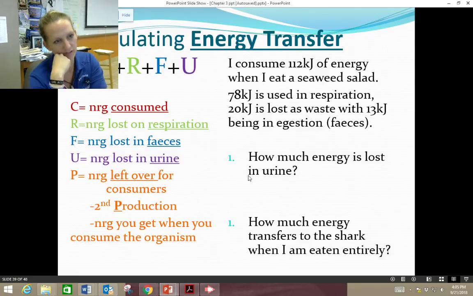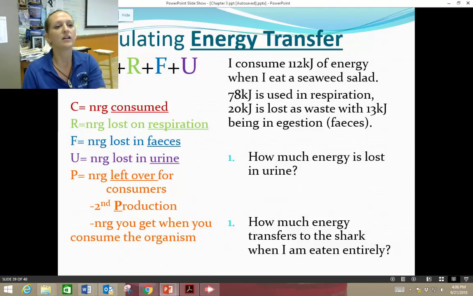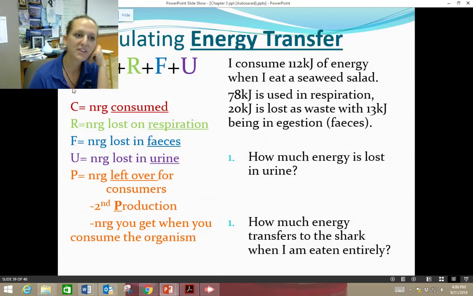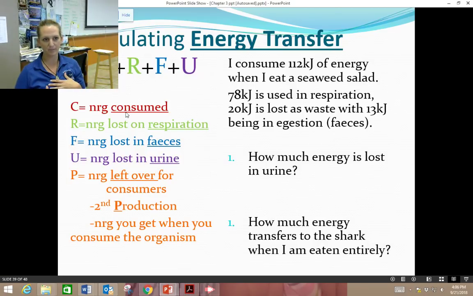Calculating energy transfer. I hope you appreciate that I color coded these for you so you know what they are. So, energy consumed. We're typically going to be solving for P, right? We want to see what the secondary production is. How much am I going to have to make my person? So this is really going to be the energy that I'm going to get when I consume a producer or when I consume a consumer. This is going to be the amount of energy that I get. So C is going to be the energy consumed. All right. So I eat the entire zebra. I eat the whole zebra, the whole thing. I eat it all. That's what energy I put inside me.